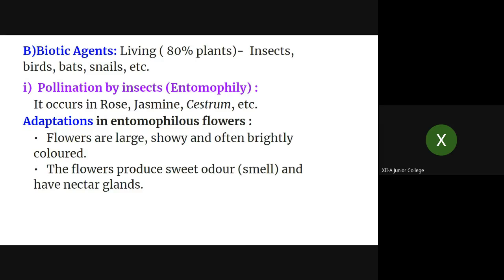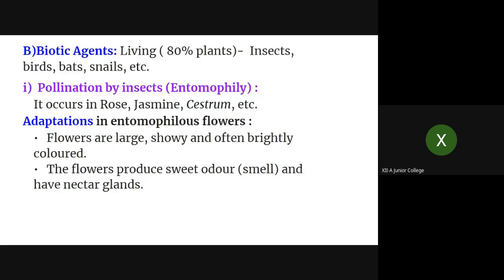First is insect. When the pollinating agent is an insect, that type of pollination is called entomophily. The common examples of entomophily are rose, jasmine, salvia, etc. Now, what are the adaptations seen in entomophilous flowers? We will talk about it. I will show you the picture also afterwards, but we'll discuss a few points first. Flowers are large. They are large enough to bear the weight of an insect. Then showy means attractive. They are brightly colored so that the insects get attracted to the flowers very easily.